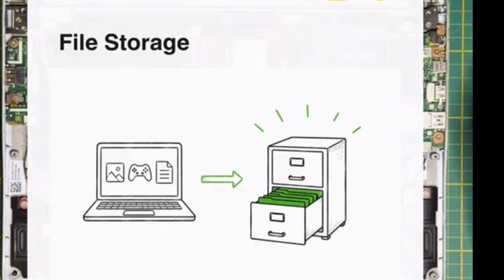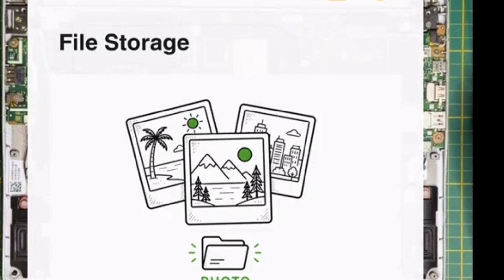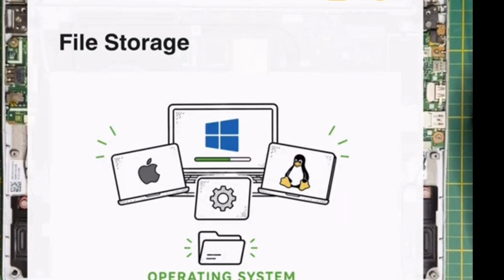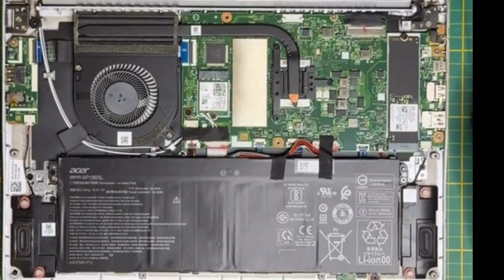Right here, we have the SSD. Think of it as your computer's filing cabinet. This is where your photos, games, documents, and even your operating system are stored. Unlike RAM, your data stays here even when the computer is turned off.